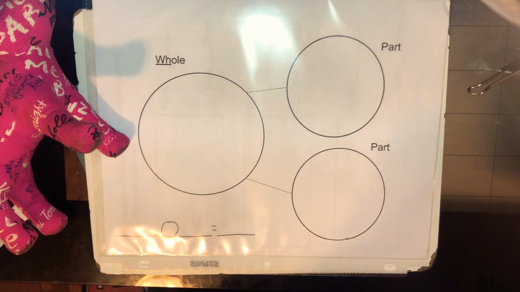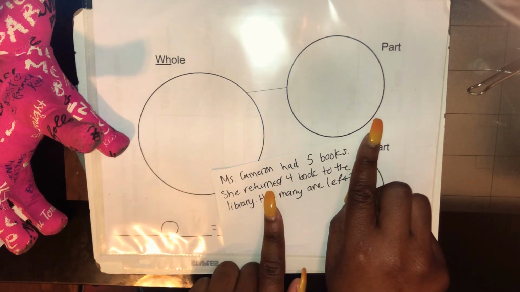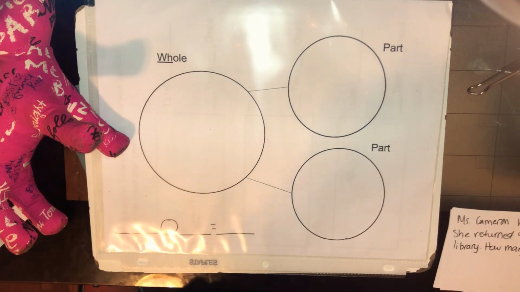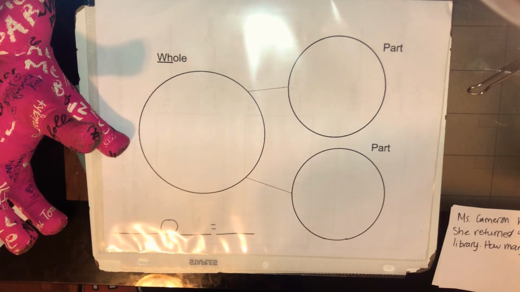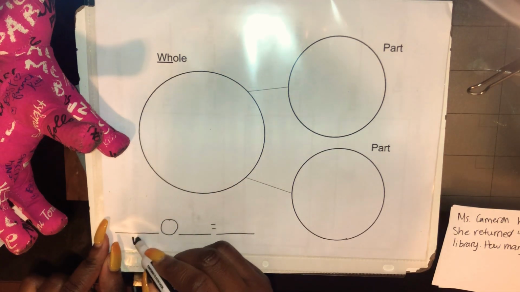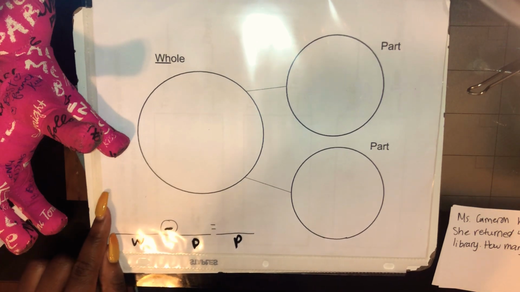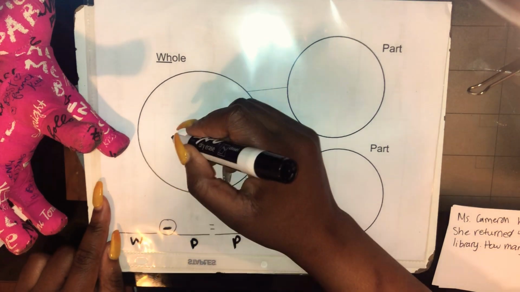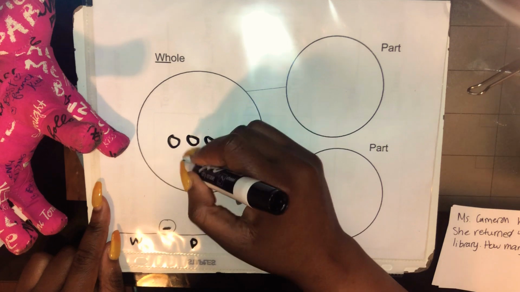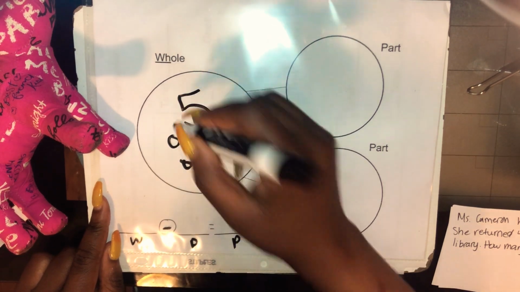All right, the next one is Miss Cameron had 5 books, but then I returned 4. How many do I have left? So how many did I start with? What is my whole? Remember I said only when you're subtracting do you start with your whole first. So how many did I have first? 5. 1, 2, 3, 4, 5. And I'm going to write the number 5.